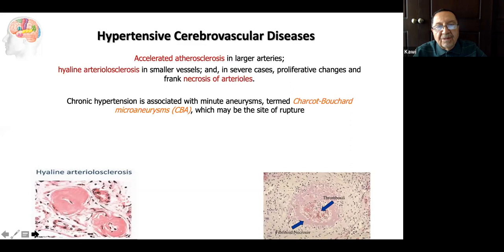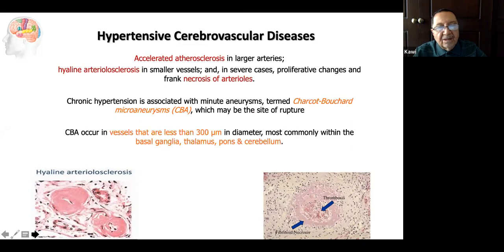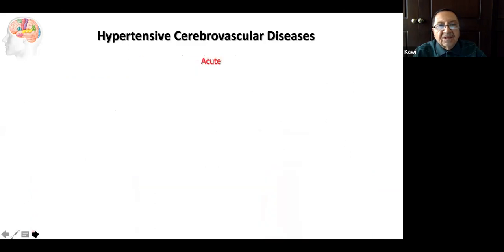Chronic hypertension may be associated with microaneurysms that were described by two French pathologists called Charcot and Bouchard, which may be the site of rupture and intracerebral hemorrhage. This can also happen in the arteries that are less than 300 micron in the basal ganglia and so on. The location and the size of the bleed determine the clinical manifestation.